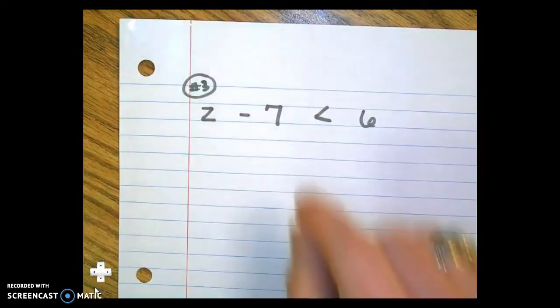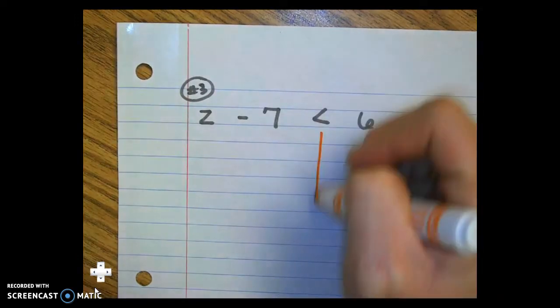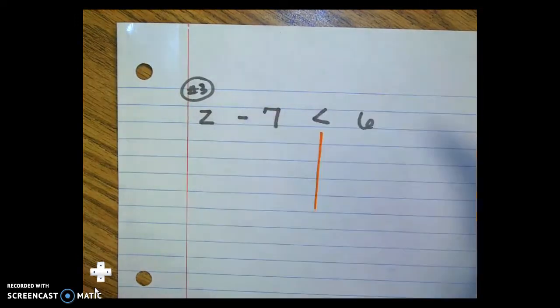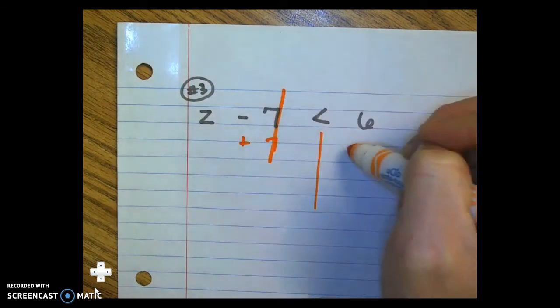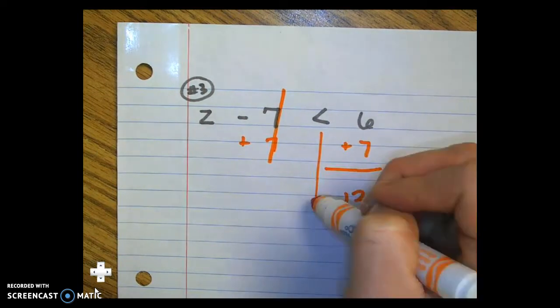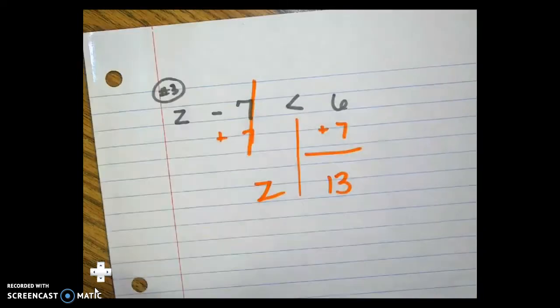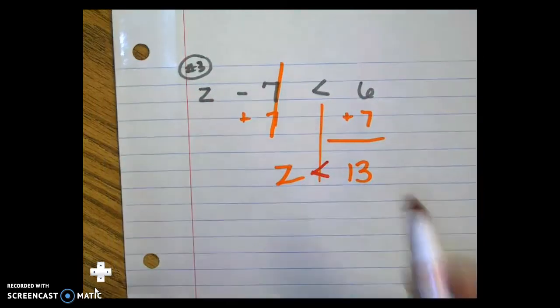So again, before you begin, imagine that's an equal sign like it's an equation. Draw your wall. How do you get the z by itself over here? You're going to add 7 to both sides. That goes away. Now, 6 plus 7 is 13. So your answer is going to be z is less than 13. Okay?